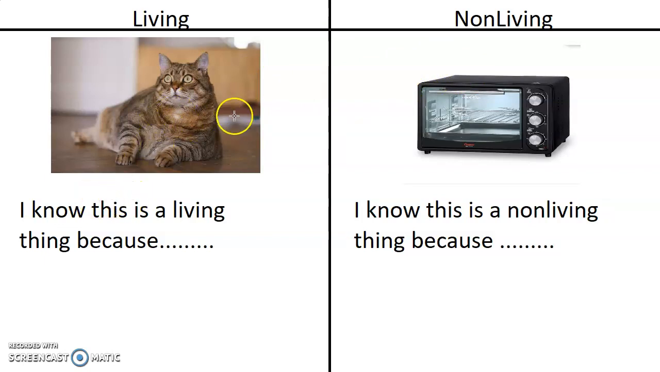I know this cat is a living thing because, how do we know it's a living thing? Because it can breathe and it can walk by itself. Yeah, very good. It also can make babies, it can reproduce, it can feel things if it's touched, it can grow over time, right? And it produces waste. Cats go pee-pee and poo-poo, just like lots of animals.